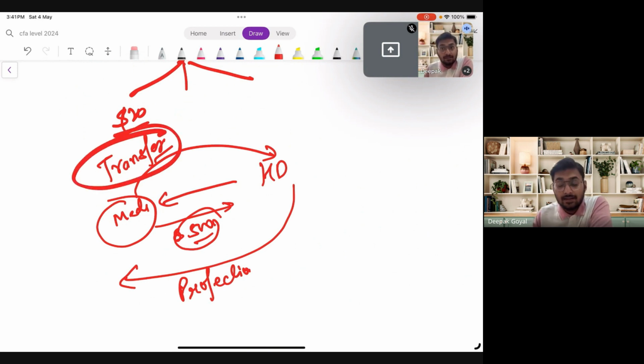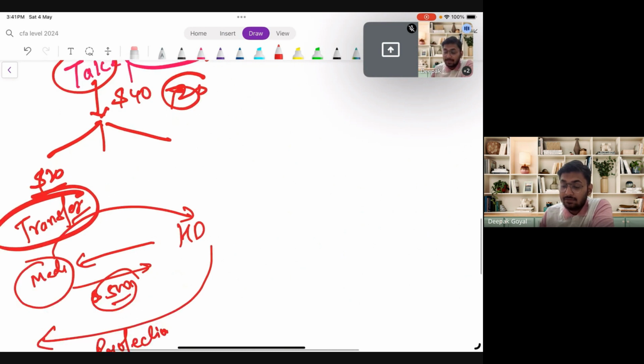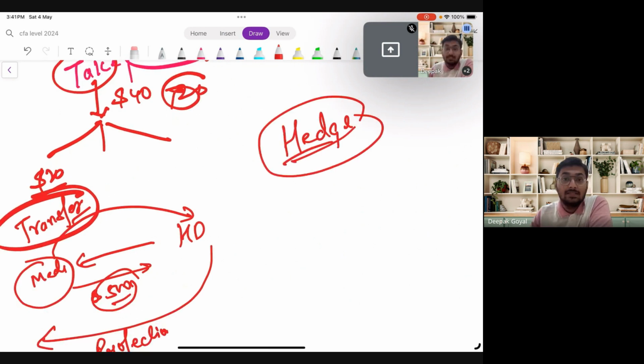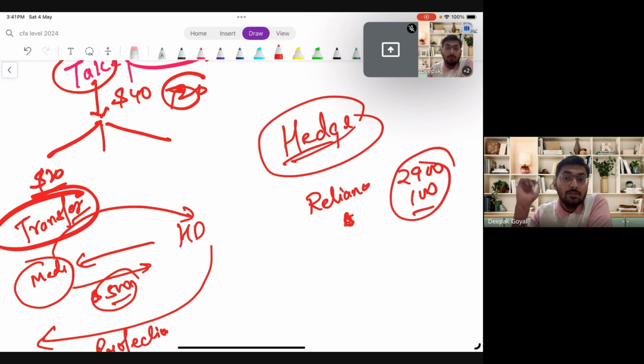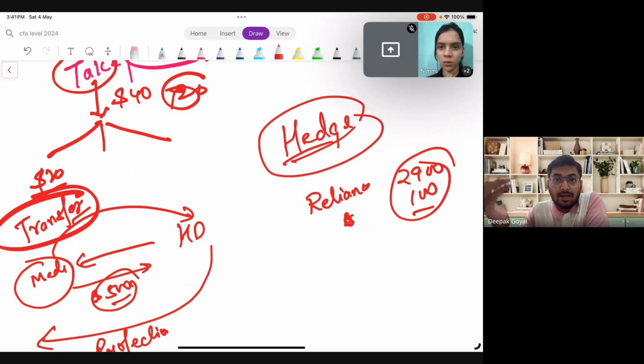Clear? Similarly, in finance, we have a concept of hedge. What does hedge mean? A simple understanding of hedge: suppose today you buy shares of Reliance at a rate of, say, 2900, and you bought 100 shares. Clear? Now what risk do you have? Nimi, is there any risk if you buy 100 shares at 2900? Any risk? Yes, sir. The price will go down.